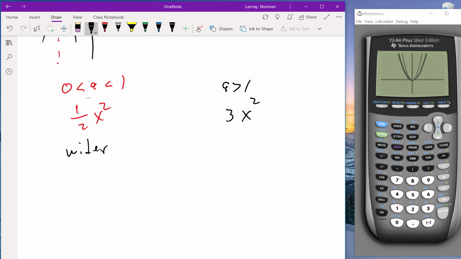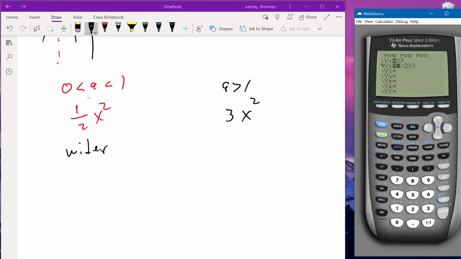Technically, the term would be a horizontal extension. All right, we'll just say wider. All right, so now let's take a look at what happens when the number is bigger than 1. So say 3.